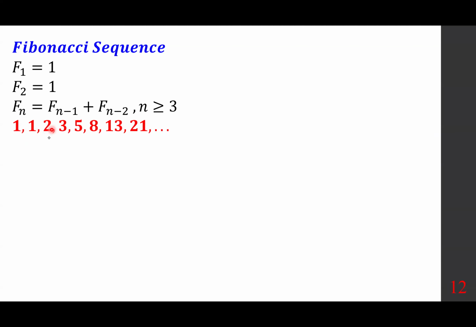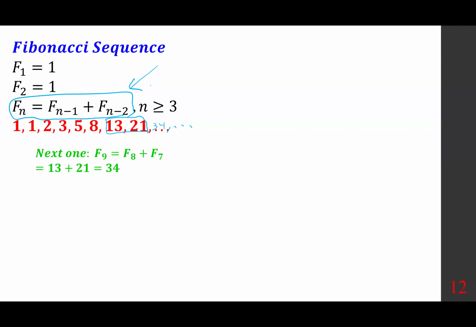Notice if I add these two, I get 3. I add these two, I get this. Add these two, I get 8. These two, I get this. These two, I get 21. So what would be the next one? This is a Fibonacci sequence. Just add these two. You get 34. That's the meaning of this, okay? It says add two of the previous ones. So f sub 9 is f sub 8 plus f sub 7, and it's 34.